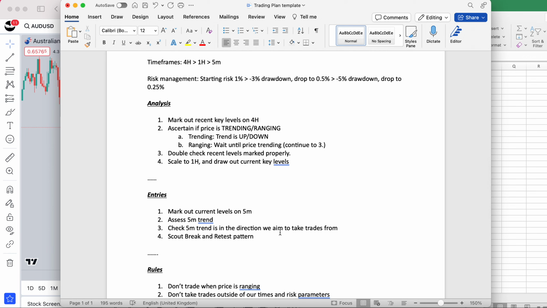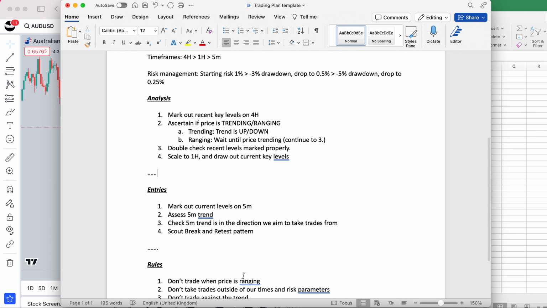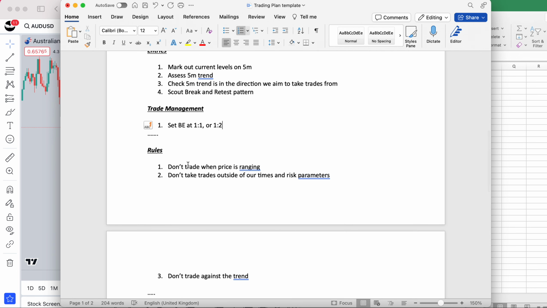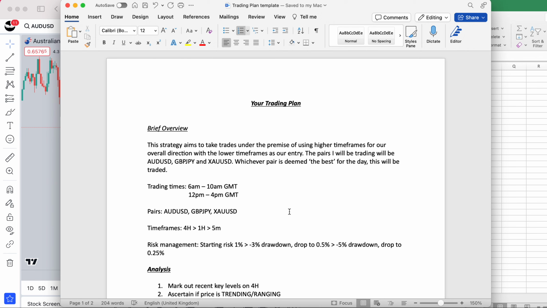And then once you've finished your analysis, you're going to go to your entries and be very specific with every single thing. If you're not able to go to the charts and go from top to bottom to the point where you take a trade, then you haven't done it properly. You need to make sure that your plan includes absolutely everything. And I even missed out a part here. You could go ahead here and put in trade management. If you're somebody that likes to put your trades at break even, for example, set break even at 1 to 1, or 1 to 2, whatever you do. And then you're going to put in your rules. So you get the picture, guys. You need to basically put out your plan in clear as day writing.